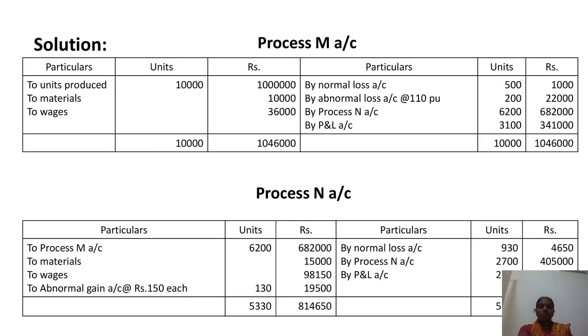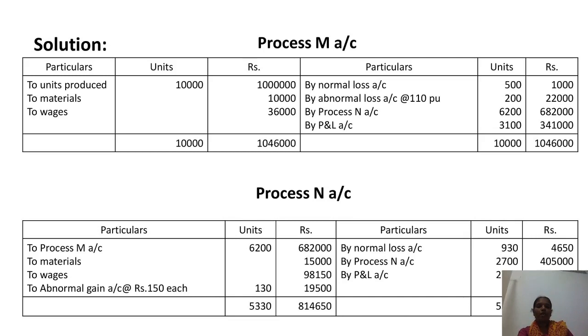So now we should go to the next process N account. From process M we have got process N units, that is how many units? 6,200 units at the rate, in total 6,82,000. And in the same way as we spent on process M account, we have some expenditure on process N account, that is materials 15,000, wages 98,150, and then we have some normal loss, in this problem also 930. Total amount is given in the problem itself, now 4,650.